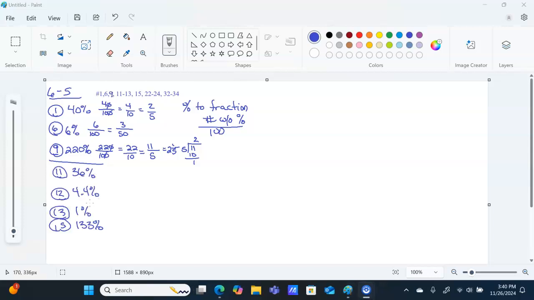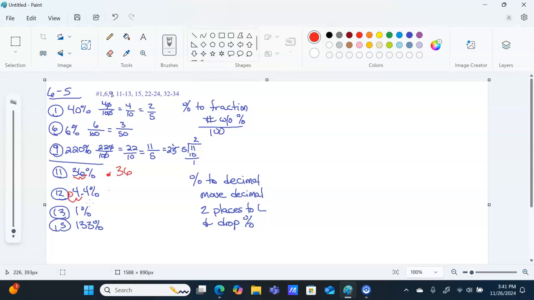They want me to take my percent and turn it into a decimal. So percent to decimal, move the decimal 2 places to the left and drop the percent. So the decimal, which is not showing right now, is sitting right there. So I'm going to move it 2 places to the left and drop the percent.